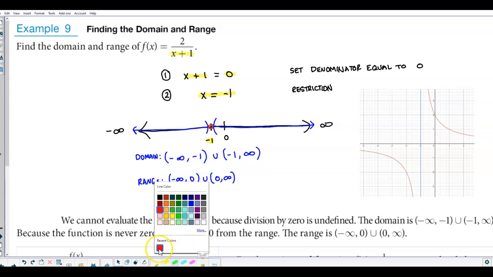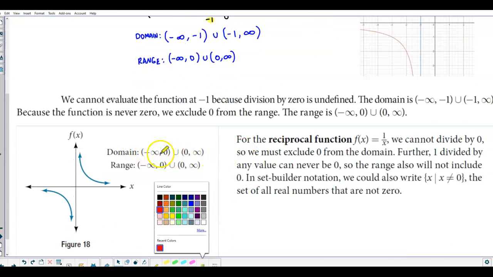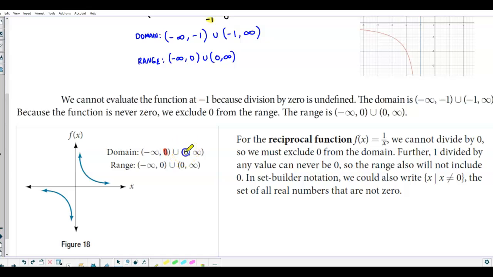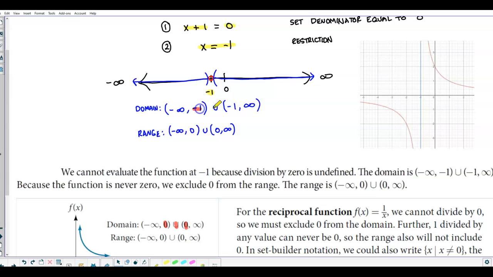So, in the domain, we can see that it's going to go from -infinity to -1 and then -1 to infinity. If you take a look over here, in the domain here, we had to exclude the 0 with our union. Over here, we're excluding the -1 in our domain and getting something very similar to the toolkit function. But the number that's -1 is what we need to exclude from the domain.